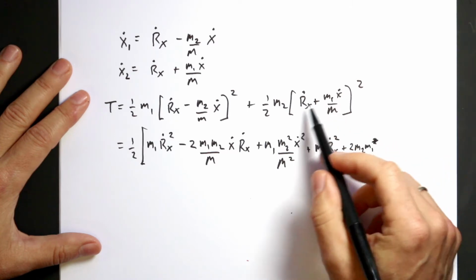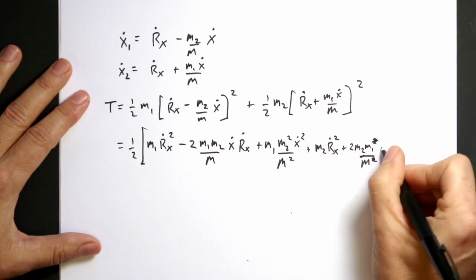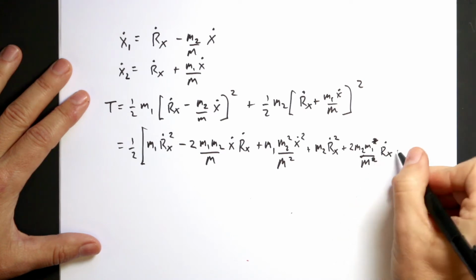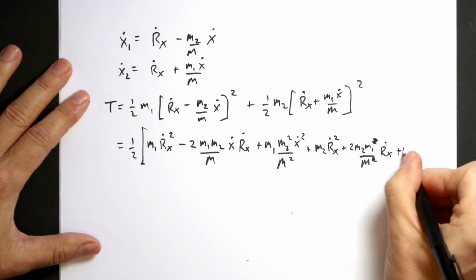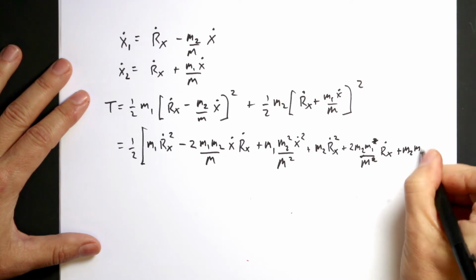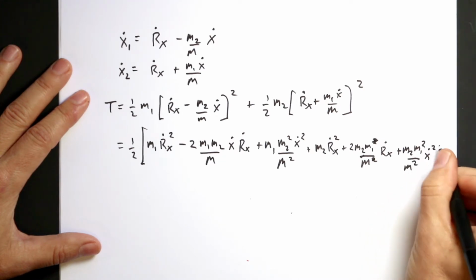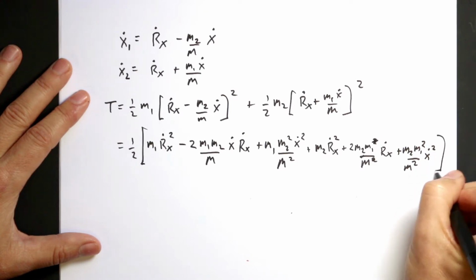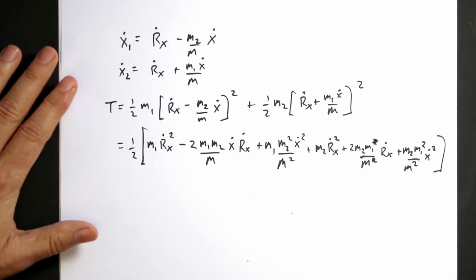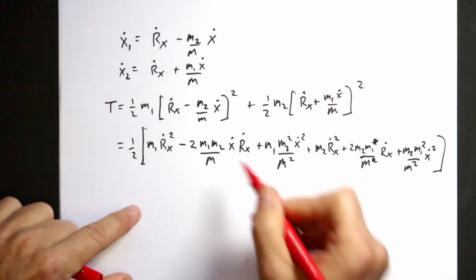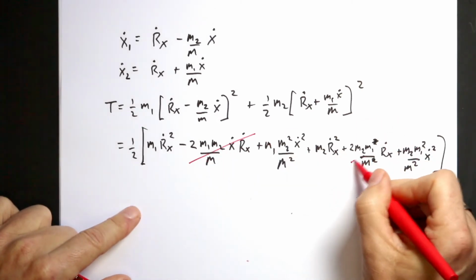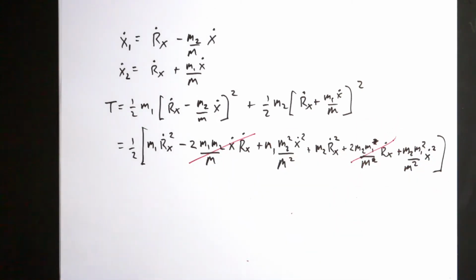It's this times this. Two of those, yeah. So r_x dot, and then I squared, plus m2 m1 squared over m squared x dot squared. So things are happening. This term cancels that term. Yay.